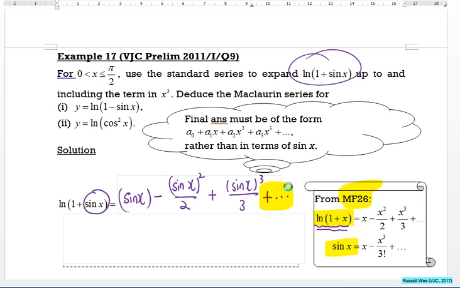Follow? Alright. Then how do we continue? The question asks us to use the standard series to expand this up to x cubed. This is not good enough. I want a power series, I want a polynomial. I want x squared, x cubed. Can we take a look at this now? Sine x is x minus x cubed over 3 factorial. I substitute sine x in.